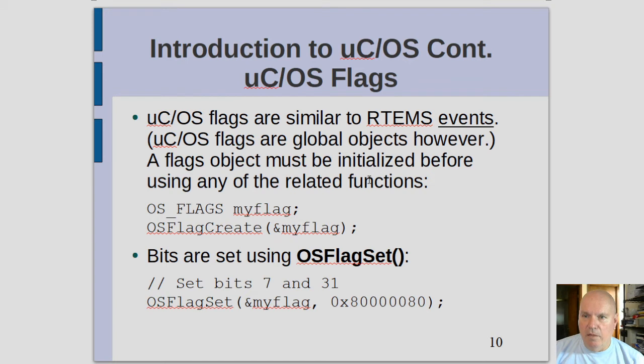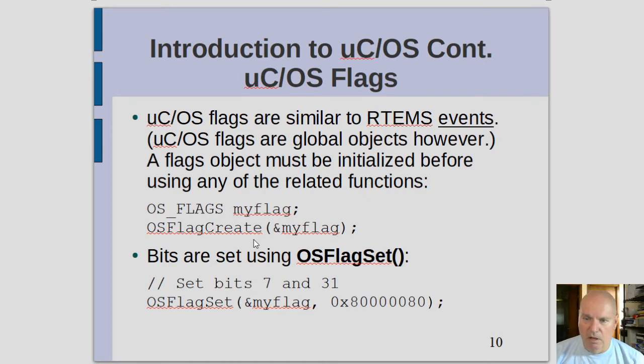Okay, another element we have in MicroCOS is flags. These are similar to RTEMS events, but RTEMS events were local to each task. Each task had its own event register. In MicroCOS, flags are global. So in the flag routines, you have to pass a pointer to a corresponding flag structure. You didn't have to do that in RTEMS.